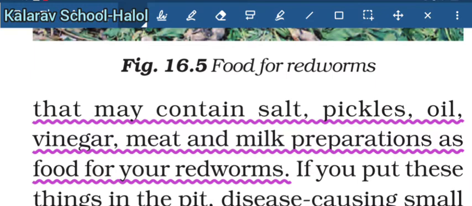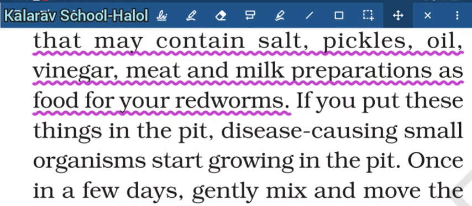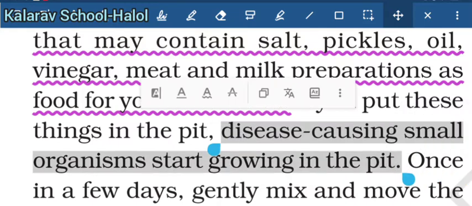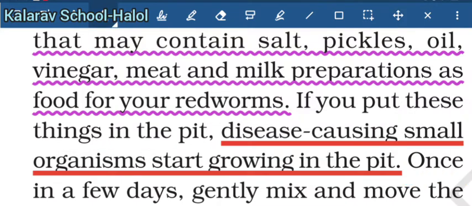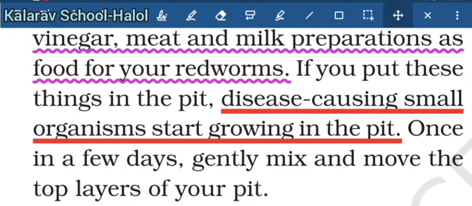The purple colored things are not used in vermicomposting. If you put these things in the pit, disease-causing small organisms start growing. That is why we can't add these things. Once in a few days, gently mix and move the top layer of your pit.